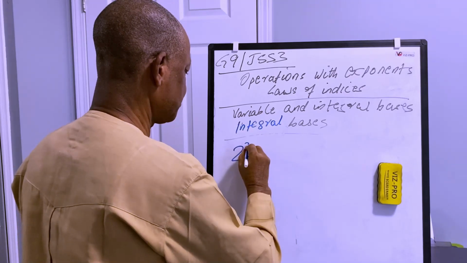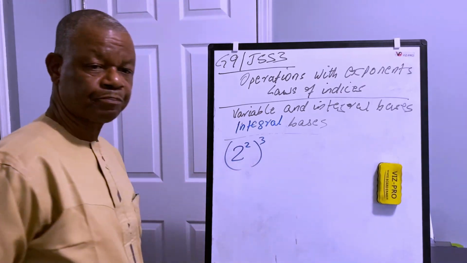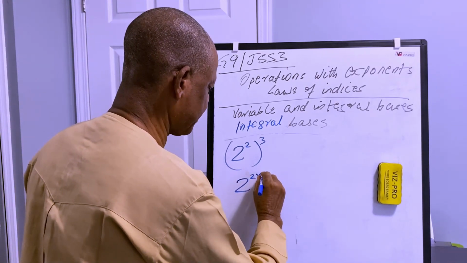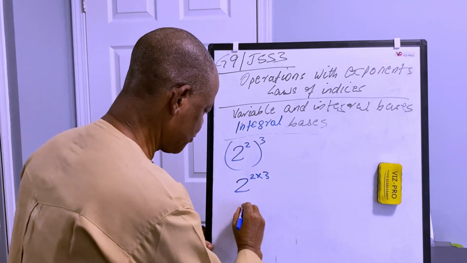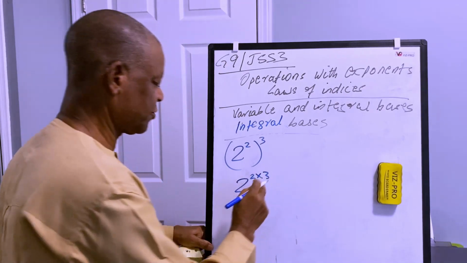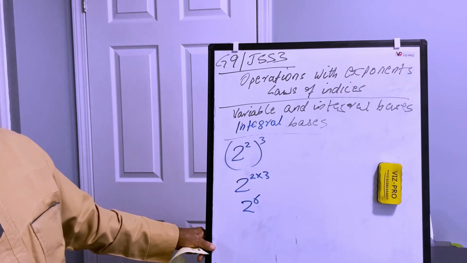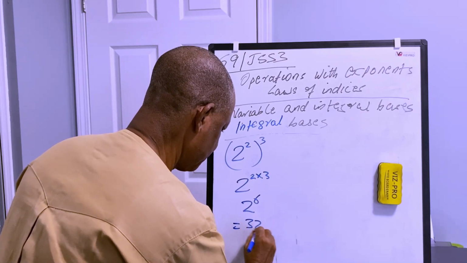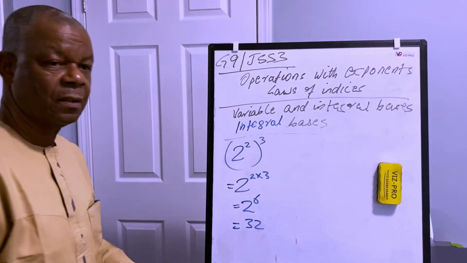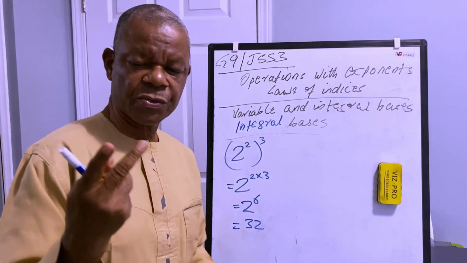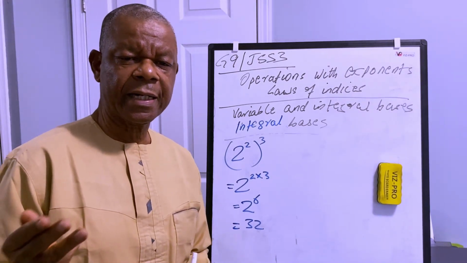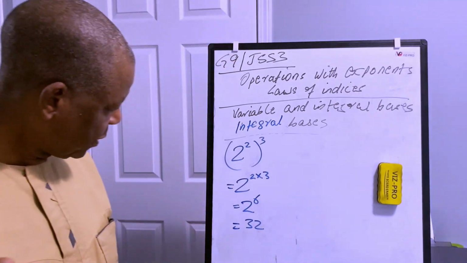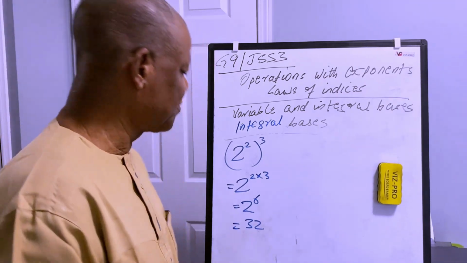2 raised to power 2, all raised to power 3. This will be 2 raised to power 2 times 3, and that is 2 raised to power 6. 2 times 3 is 6. You will agree with me that this is a manageable number. And that will result to 64. That is 2 times 2, 4. 4 times 2, 8. 8 times 2, 16. 16 times 2, 32. And 32 times 2, 64.